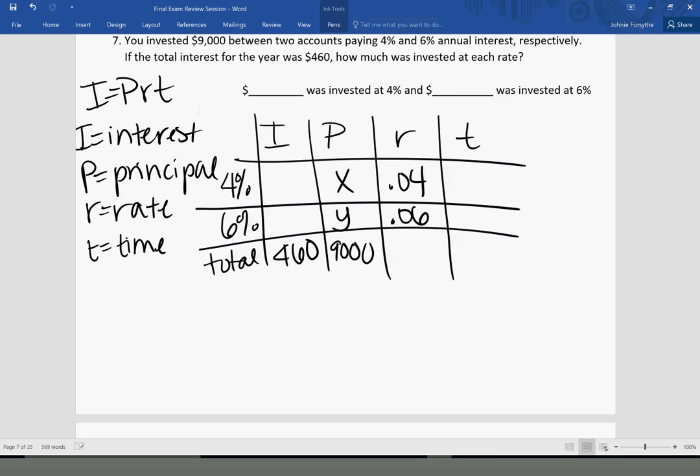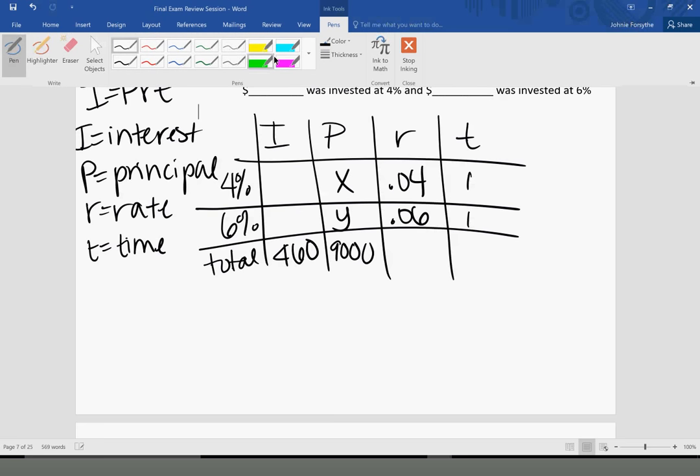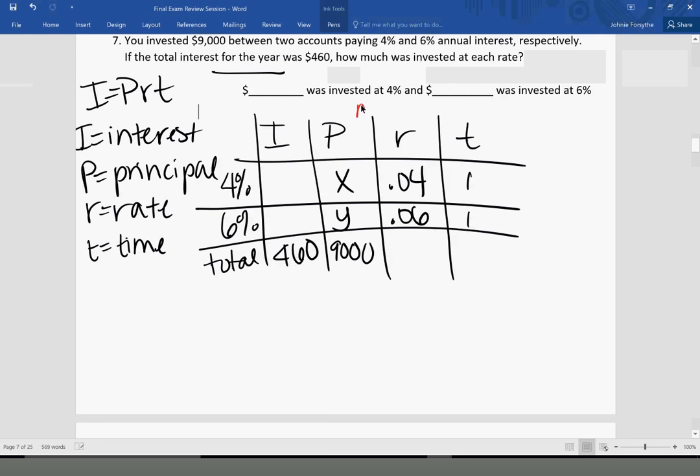How many years was the investment for? It's just for 1 year, so we're going to make them both 1 and 1. So remember, P times R times T equals I. All right? So what we need to do is multiply what's in these rows and set it equal to the interest. So basically, X times 0.04 times 1 is 0.04x. And then Y times 0.06 times 1 is 0.06y.